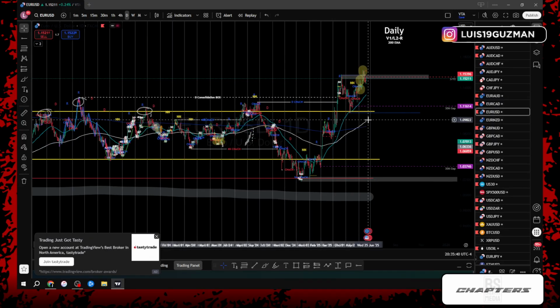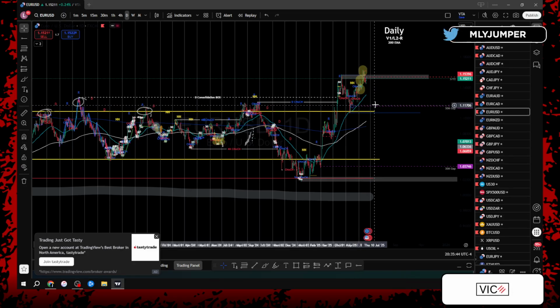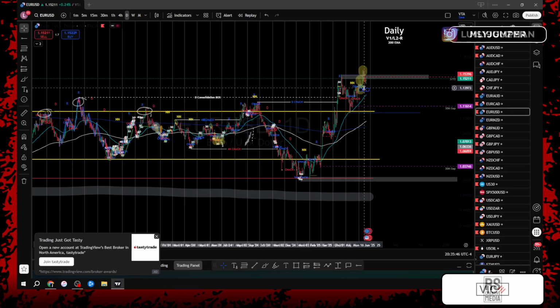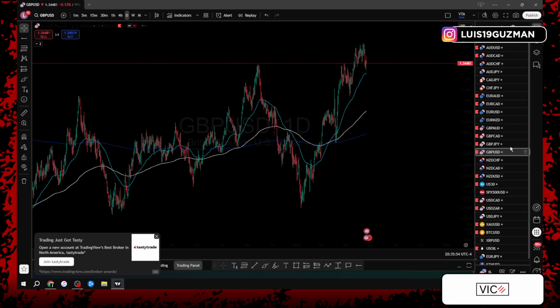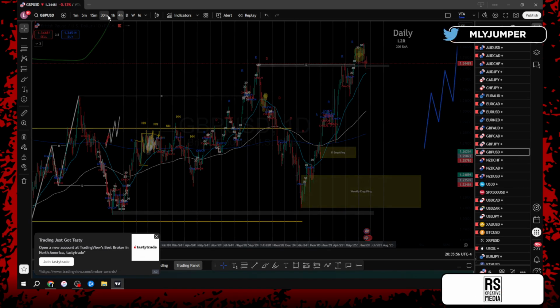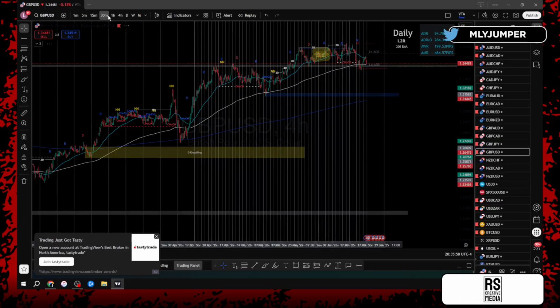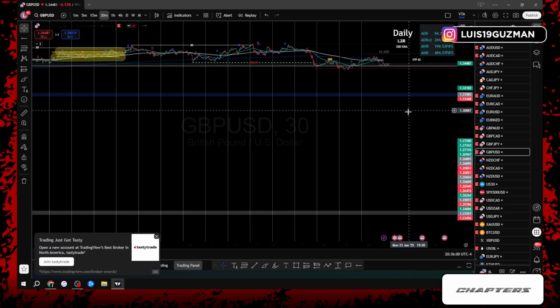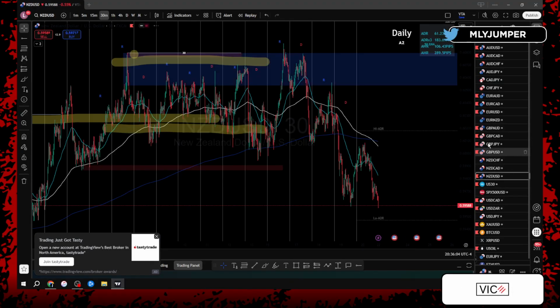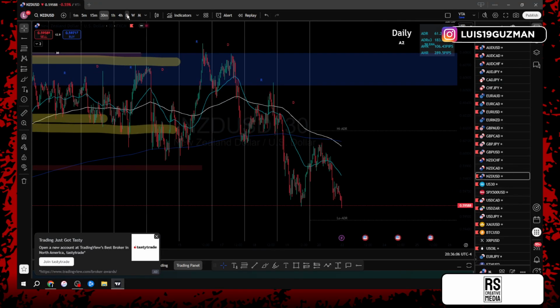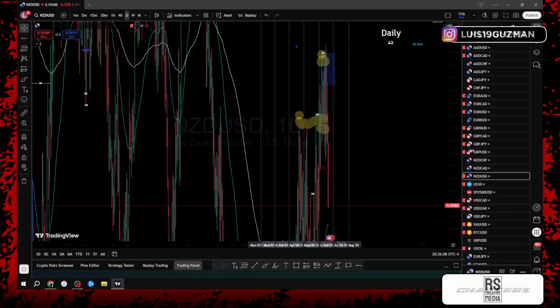200 EMA, look where it's at. This pullback would give us the gap fill, and it'll also give us that bounce off the 200. It's perfect. Everything lines up. Once you start seeing that everything lines up, it just makes trading so much easier. So that's all this waiting game is, guys. It's just waiting for the right opportunity.